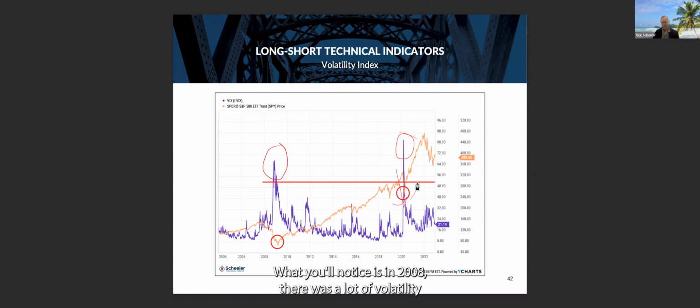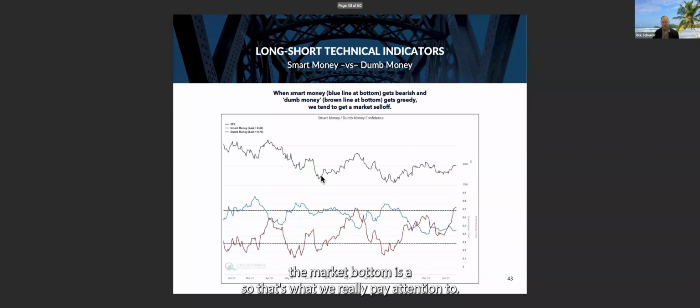What you'll notice is in 2008, there was a lot of volatility up and down until it finally capitulated. 2020 was a surprise to people. So it just came out of the blue. Whereas what you'll notice is that we have a very similar level of volatility that we had back here. In fact, it's been greater. Last year was the most volatile year for 70 years. Just incredible volatility. It was only down about 20% on the S&P. The level of volatility to get that 20% down was just historic. So, I would anticipate that we will see something like this before the market bottom is in. So that's what we really pay attention to.